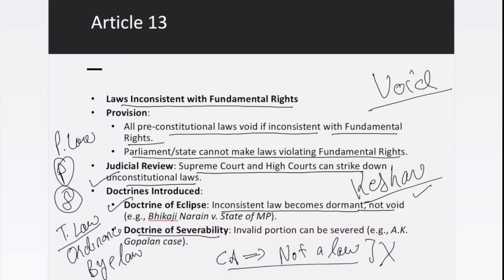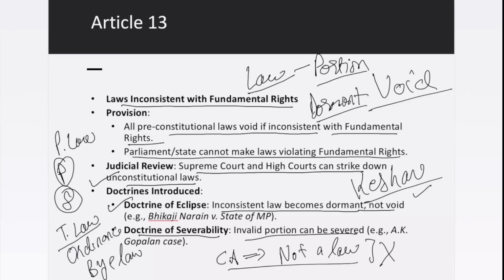Doctrine of severability says invalid portions can be severed. So if in a law there are some portions which are found to be violative of the fundamental rights, that portion becomes dormant or non-enforceable, whereas the rest of the law still remains valid and legally enforceable. So that is the understanding we get from Article 13.